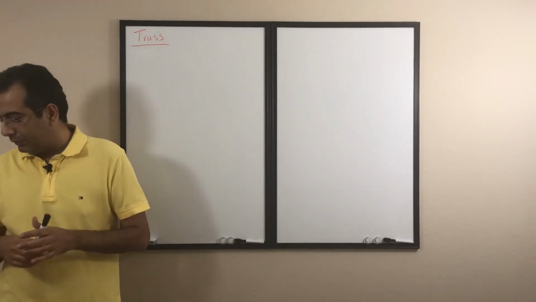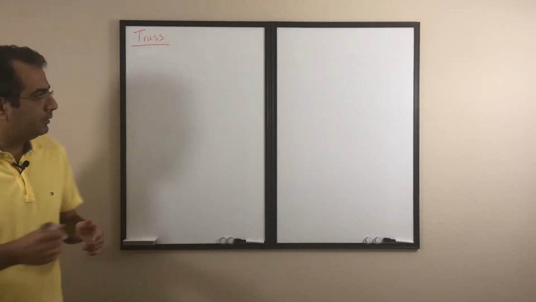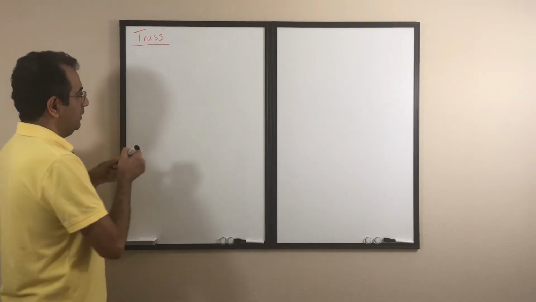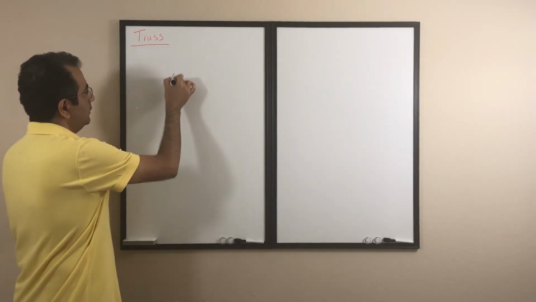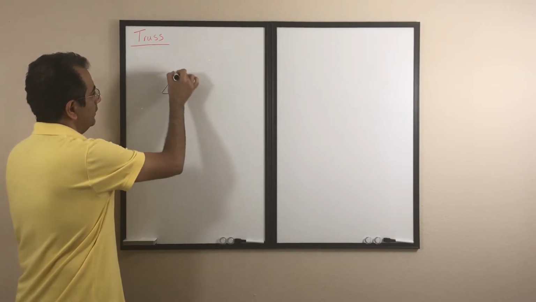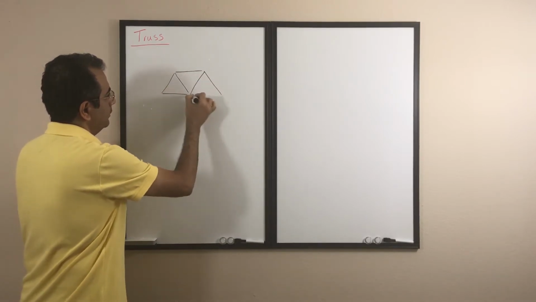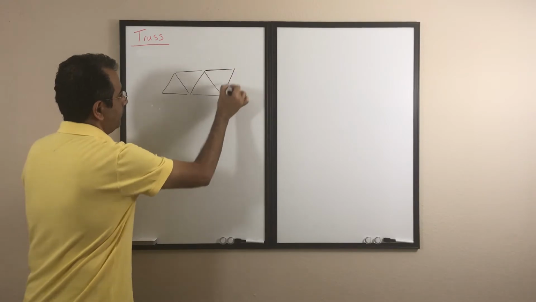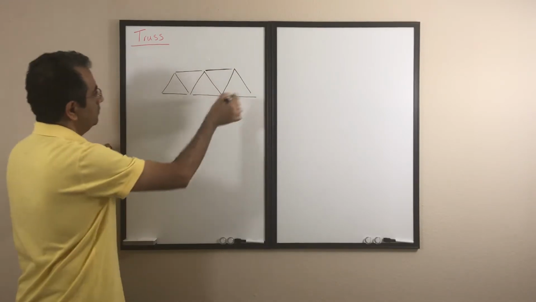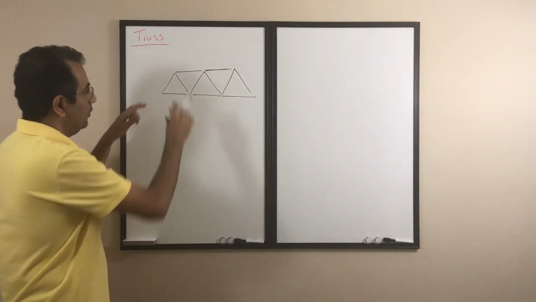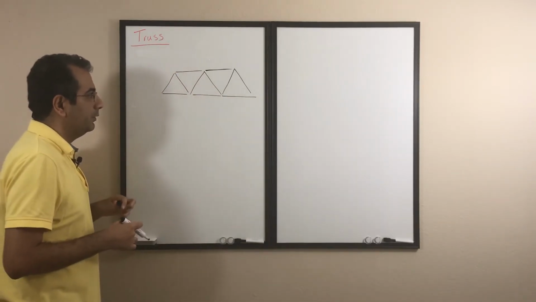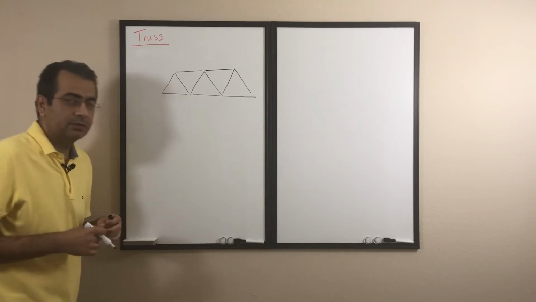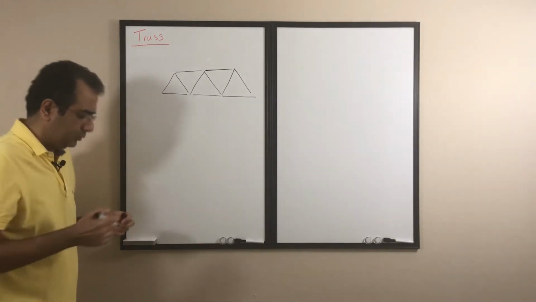In most cases, the structure is going to look similar to this, so I will just draw a very simple one. You will see a structure like that, a series of triangles connected together. It might be a bridge that holds it in place, the roof of the warehouses or the roof of the houses, or any other structure. It is used a lot.